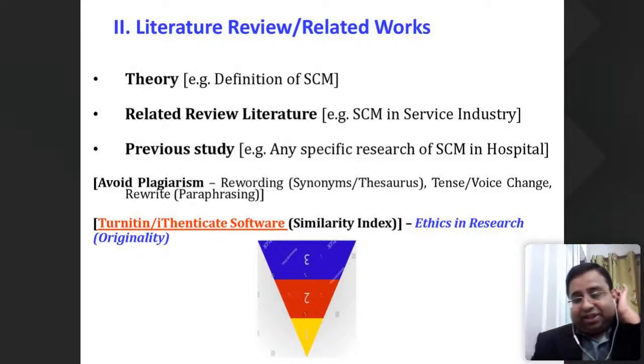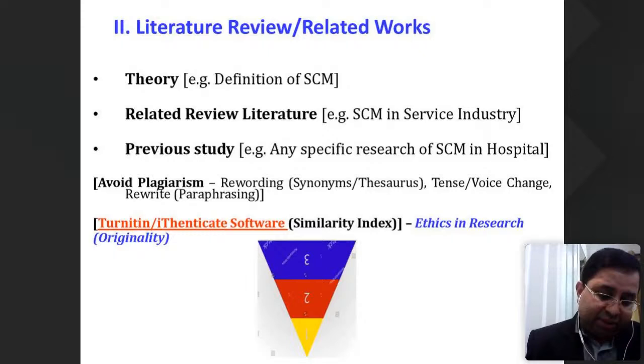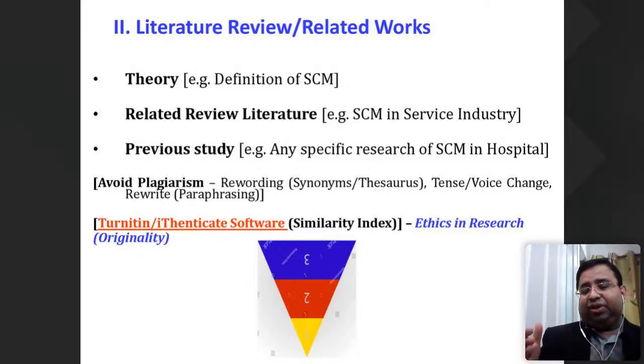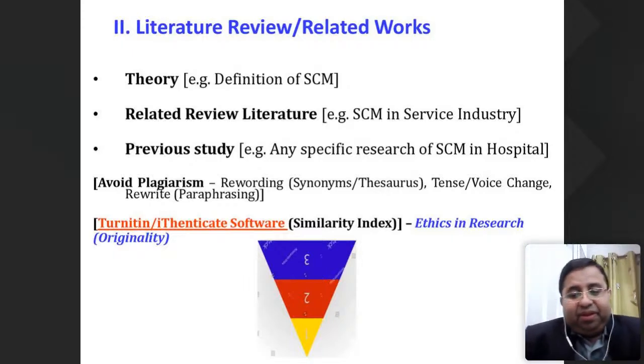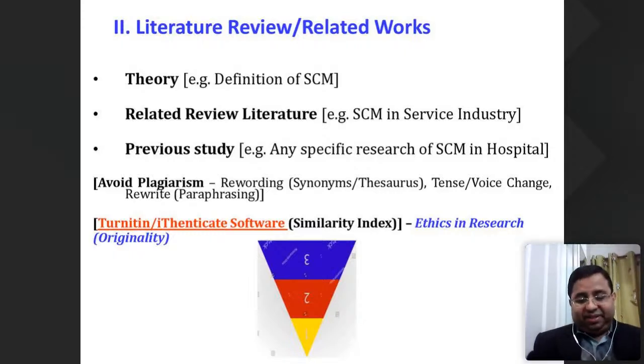And then come to the next one, the previous study. Try to find any specific research on hospital supply chain management. So you are getting two papers on hospital supply chain management. There is one researcher in Nigeria working on supply chain management in the private hospital in Nigeria. And then you got another paper, supply chain management in the public hospital, a government hospital in Chennai. So two previous studies, just write them down.